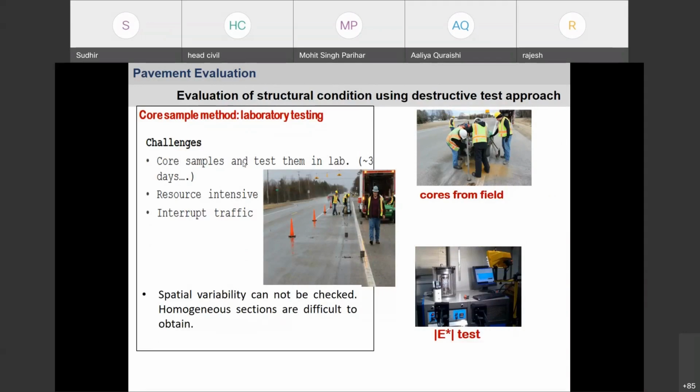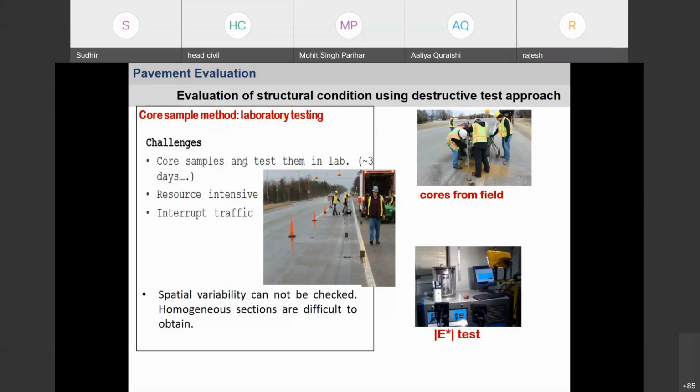Let's say if you want to know the modulus of the material, you'll have to take sample, you will have to probably dry the sample in lab, then you will have to condition the sample, you will have to test the sample. So minimum 3 days you require, right? Also, it is very resource intensive. For example, you can see in the picture, if you are taking core, you need to have a coring machine, you need to have power supply to coring machine, you need to have water supply, you need to have skilled workforce.